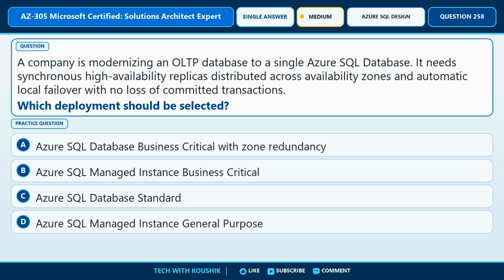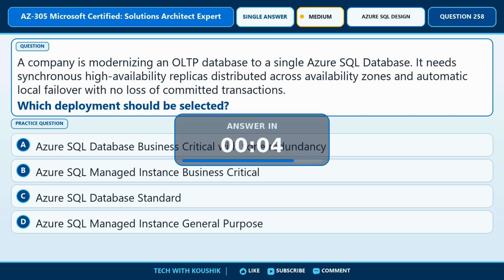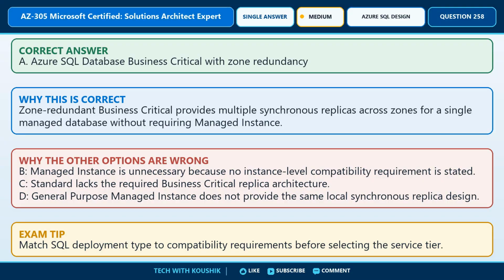The options are: Choice A, Azure SQL Database Business Critical with Zone Redundancy. Choice B, Azure SQL Managed Instance Business Critical. Choice C, Azure SQL Database Standard. Choice D, Azure SQL Managed Instance General Purpose. The correct answer is option A, Azure SQL Database Business Critical with Zone Redundancy.